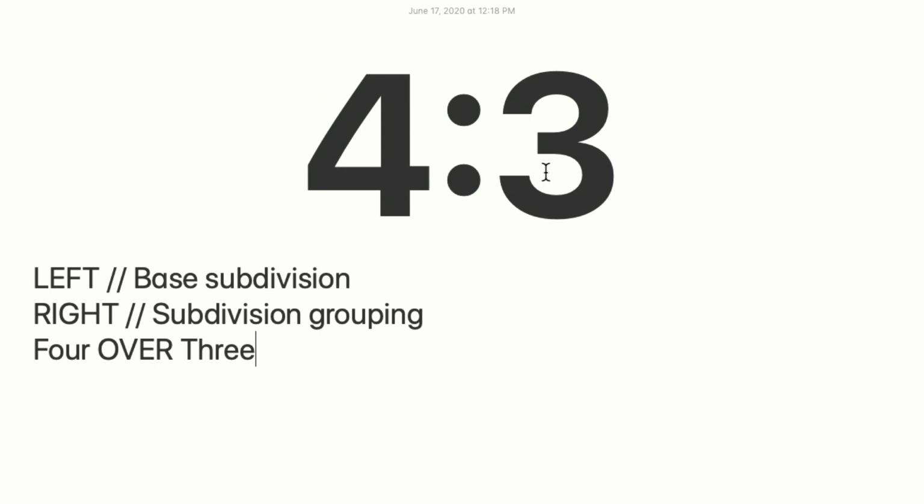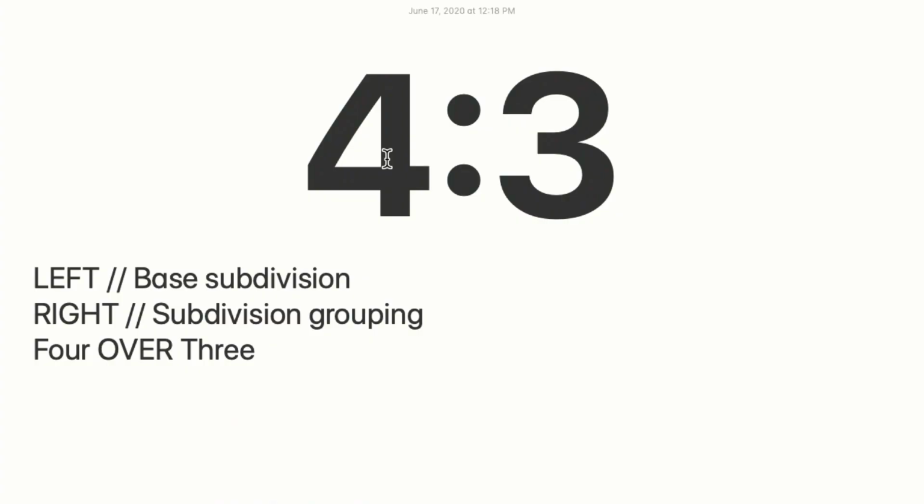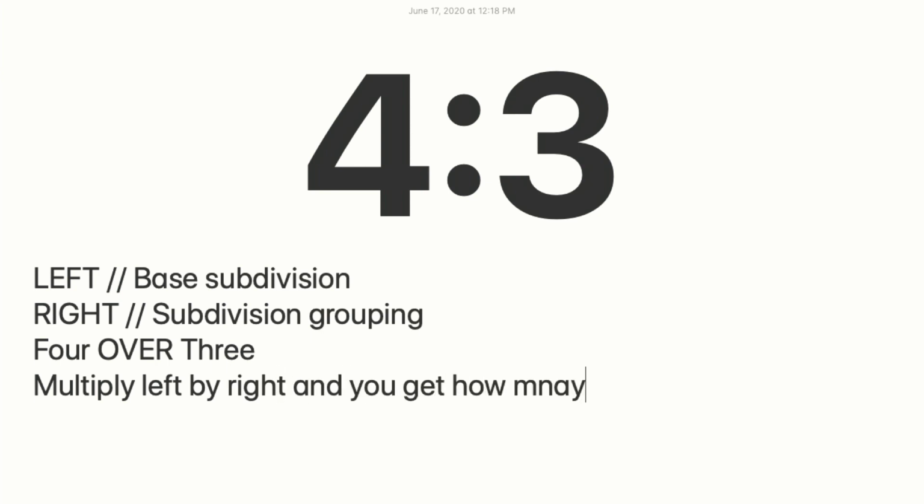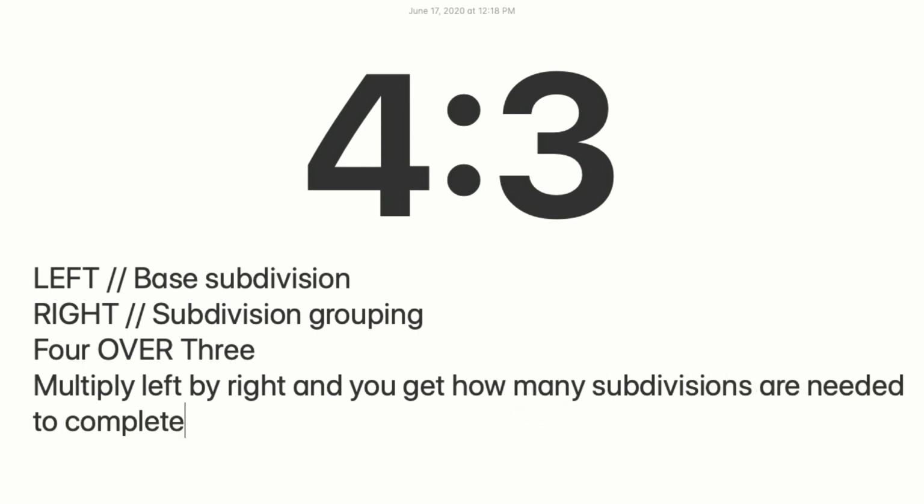This also tells you how many subdivisions are going to need to occur before everything gets back in line again. And to do that, you multiply. So if you multiply both of these numbers, multiply left by right, and you get how many subdivisions are needed to complete the, I don't know, what would you call it?